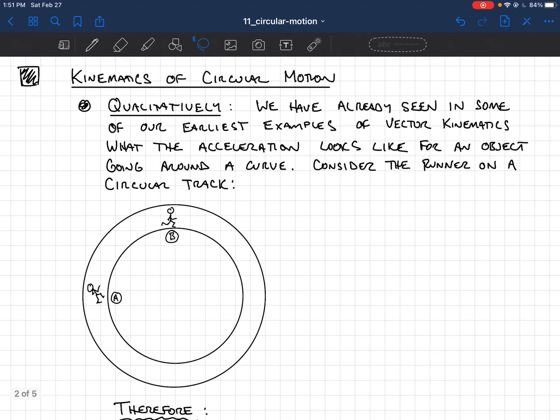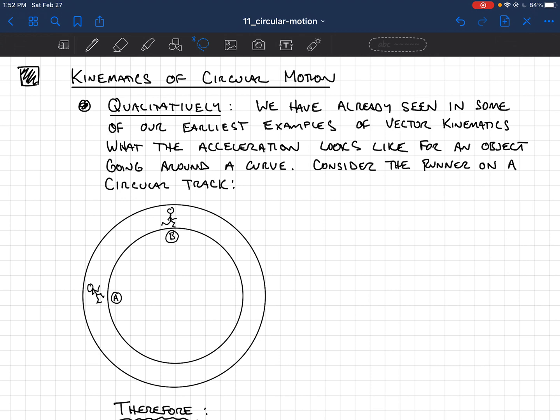So first, the kinematics. If you look back in your textbook, you'll see that there was a section on circular motion there, because the topic really is just a kinematics topic. And we've seen it qualitatively, at least, when we talked about the acceleration of an object that moves around a corner. So let's look at that qualitative example first.